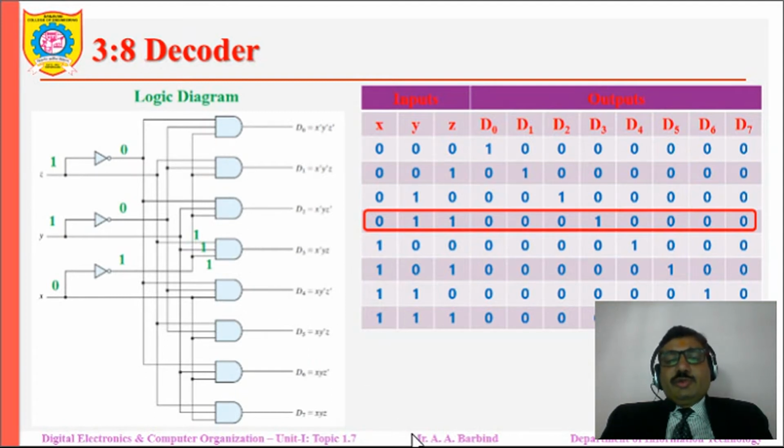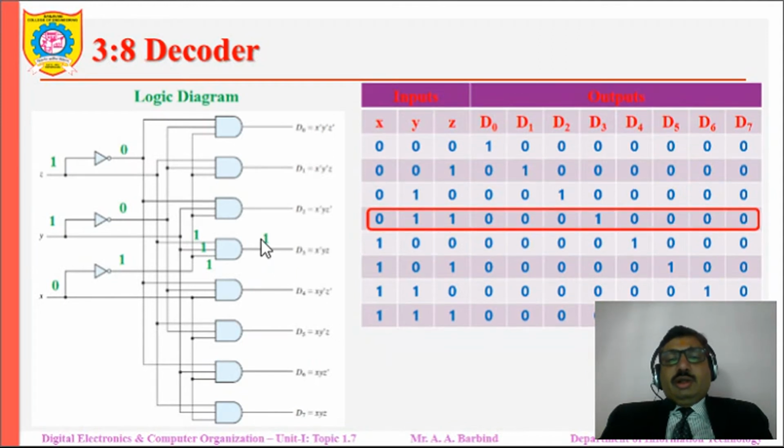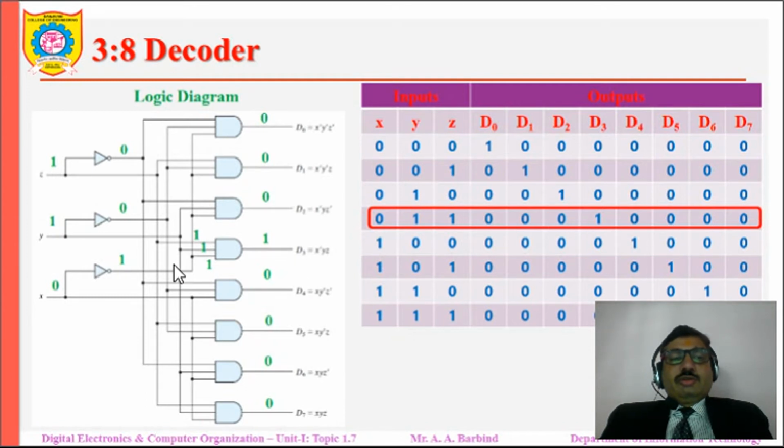So as a result of this, because all the inputs for this AND gate are 1, its output will naturally be 1, and output of the remaining AND gates will be 0. Okay, so we get for D3 the output to be 1, and for the remaining outputs they are 0. So this we can verify with the other inputs also, and you will find that the output is as shown in the function table.